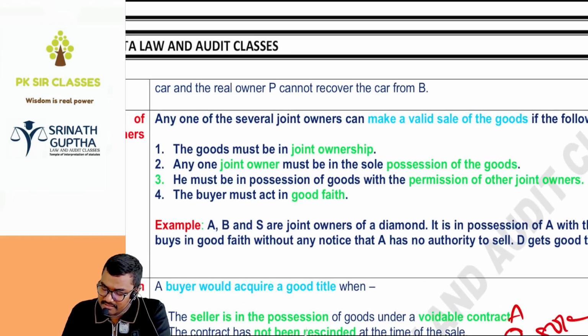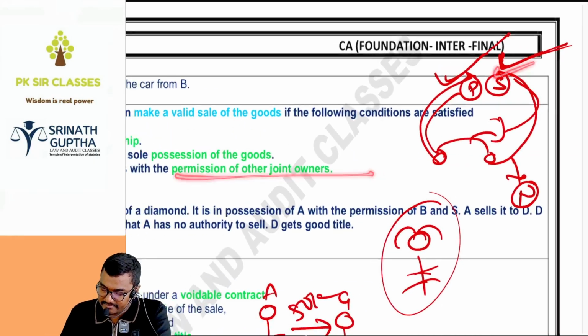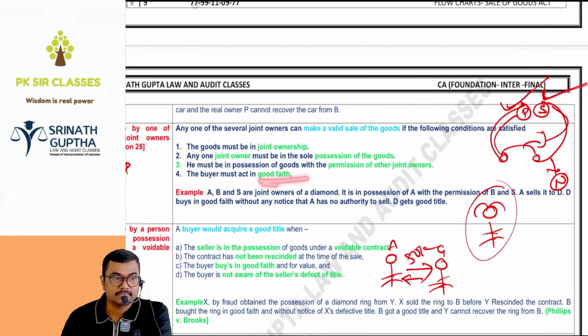If the goods are under joint ownership, one of the joint owners must be in possession of the goods, and Shiva is selling the bike with the consent of Pulender, and the buyer is buying the goods in good faith.